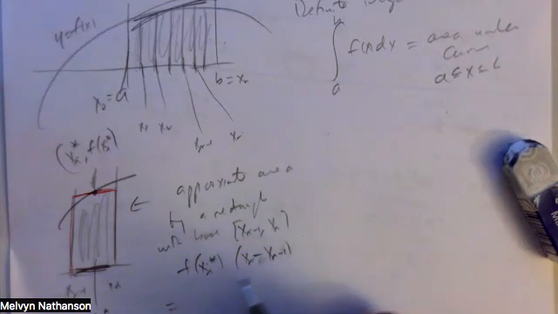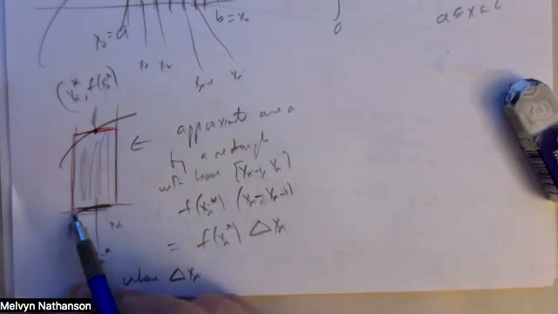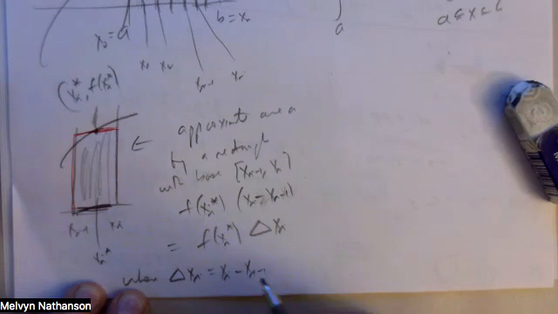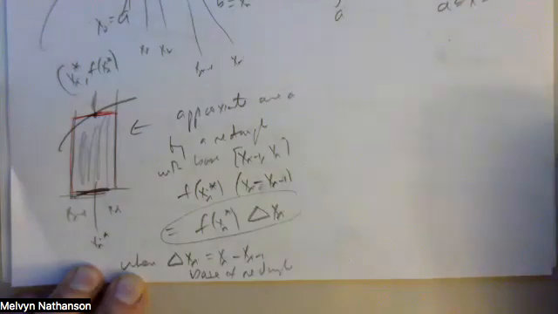Which I'll just call this, so this is f of xi star. I'll call this delta xi. So the delta xi is the distance from here to here. xi minus xi minus 1 is the base of the rectangle. This is the base of the rectangle. So I can approximate the area of each of the thin slices like this.